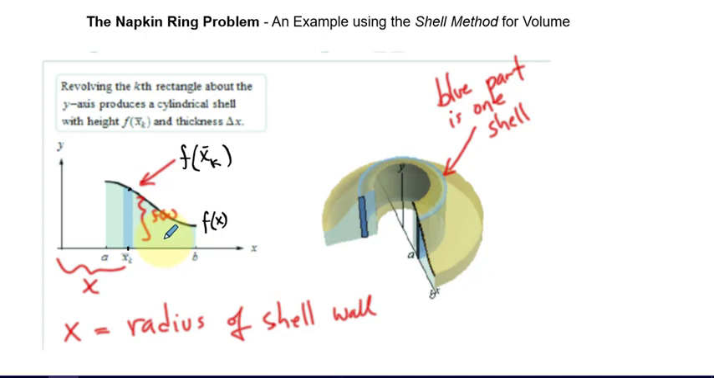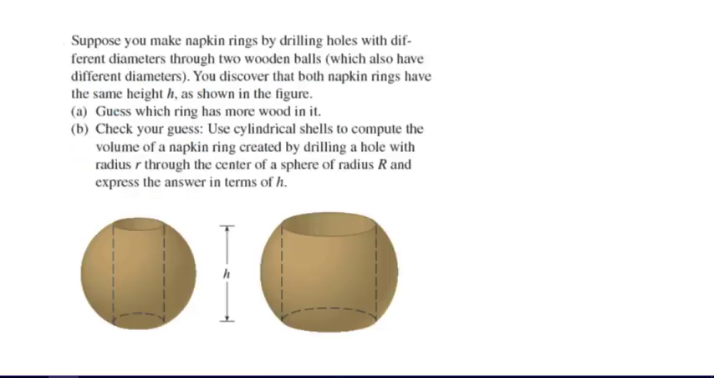Now let's see what we can do, a really kind of interesting example using the shell method. The question I want to look at is, suppose you make napkin rings by drilling holes with different diameters through two wooden balls, which also have different diameters. You discover that both napkin rings have the same height h as shown in the figure.